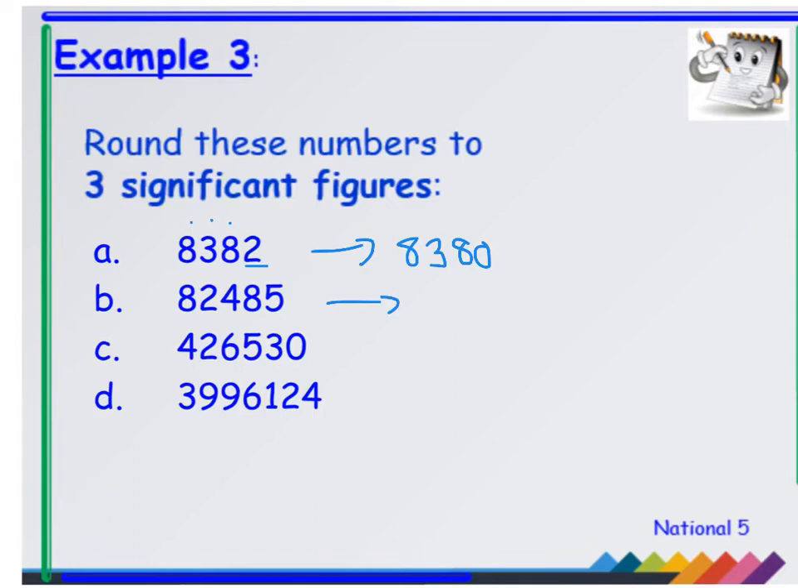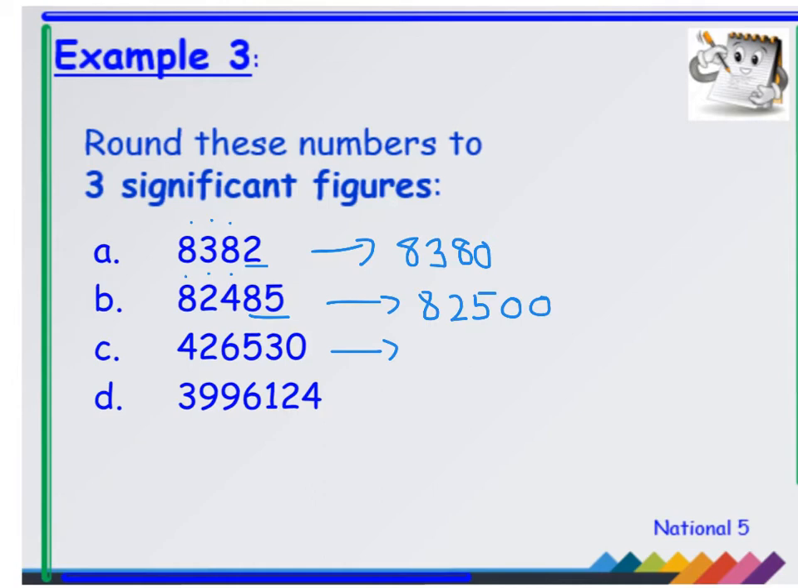Second one, counting from the left, 1, 2, 3 places this time, is 8, 2, 4. So it's 8, 2. Will that 8 change a 4? It will, and 8 will make that 4 go up to a 5. And then these two numbers here have to be turned into zeros to keep the place value. And hopefully you're getting the idea of this now.